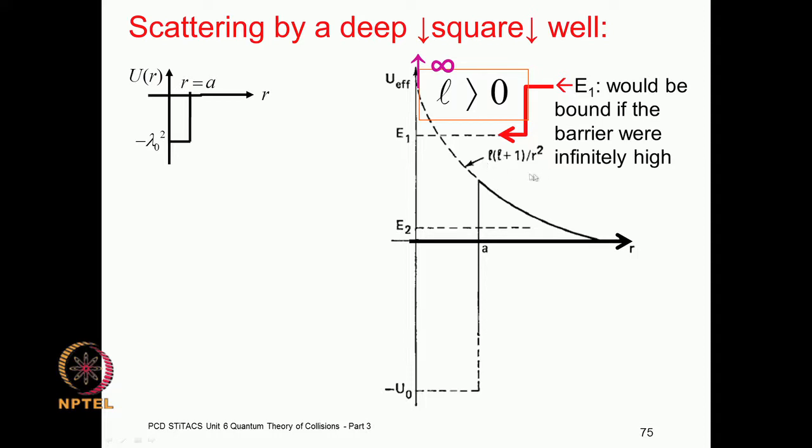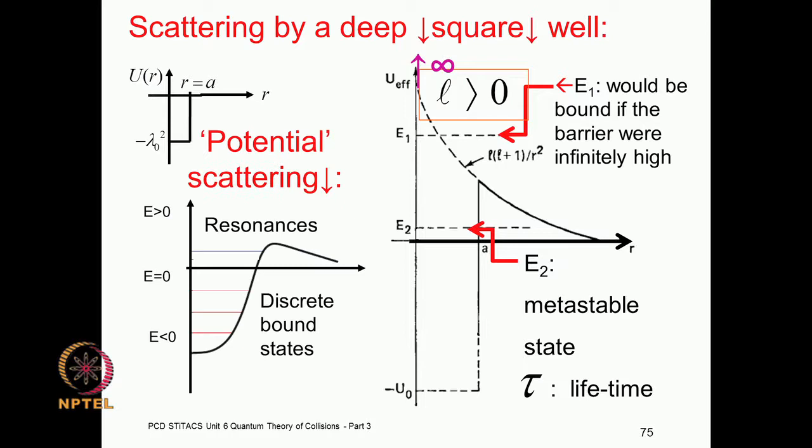If L was 0, okay, the potential would not have this shape. And depending on the value of L, L into L plus 1 by R square will change, and the details of this shape will change. So, here is a resonance phenomenon which is induced by the shape of the potential, which is why these resonances or metastable states are called shape resonances. Okay? So, this is a metastable state, it will have a certain lifetime, okay? Because it has the possibility of being bound, but it also has the possibility of being found in the continuum.